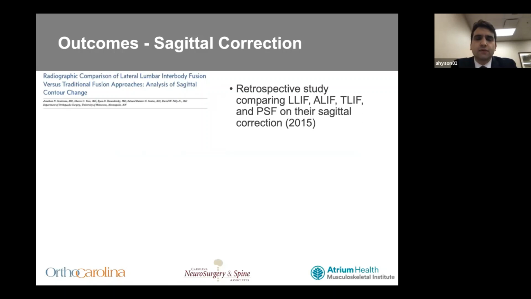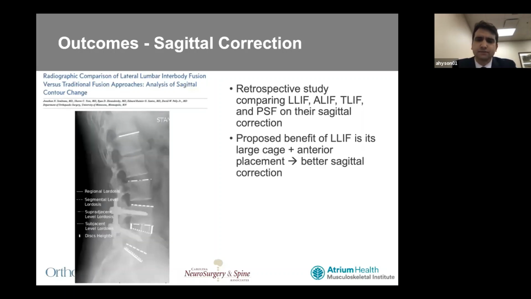Finally, as I said before, this can be used in degenerative kyphoscoliosis conditions, and several studies have reviewed this benefit on restoring lumbar lordosis and sagittal balance. Particularly this one performed by Sembrano et al. in 2015. It was a retrospective study actually comparing L-LIF, A-LIF, T-LIF, and posterior spinal fusion on their sagittal correction. Again, proposed benefit of the L-LIF is this anterior placement of a large cage should restore quite a bit of lordosis.